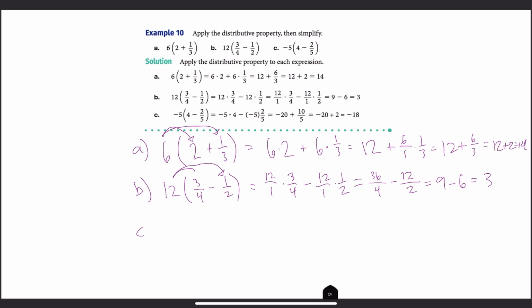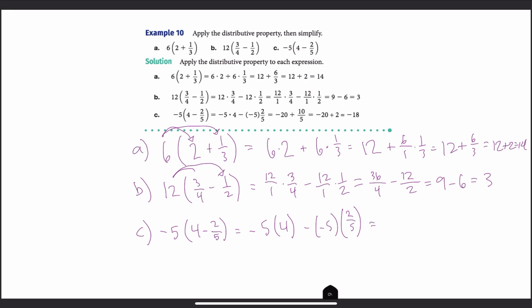All right, let's do one more. Negative 5 times 4 minus 2/5. So it's negative 5 times 4 minus negative 5 times 2/5.